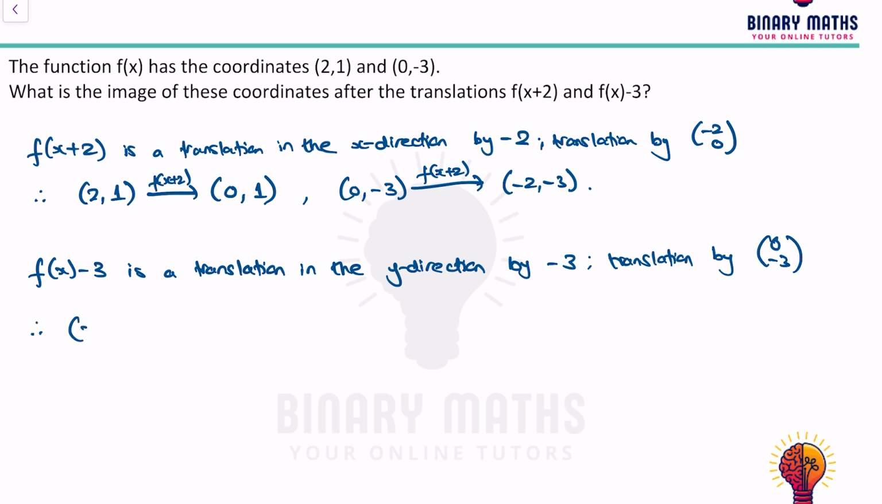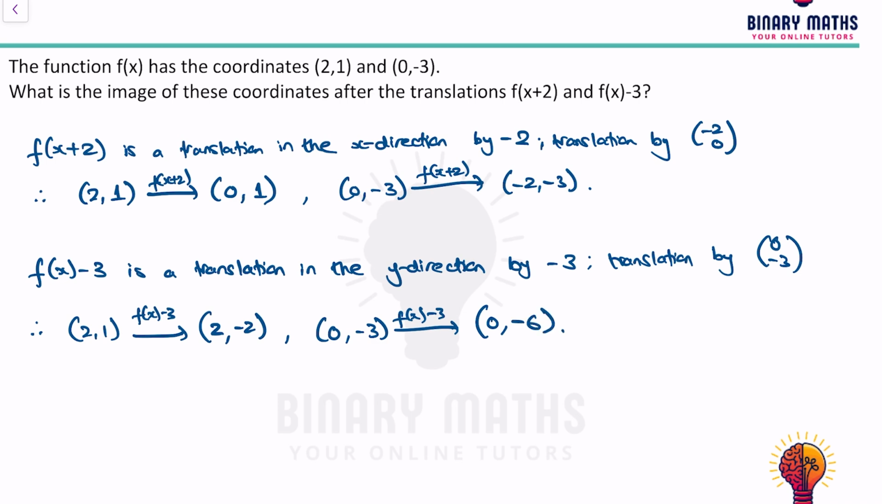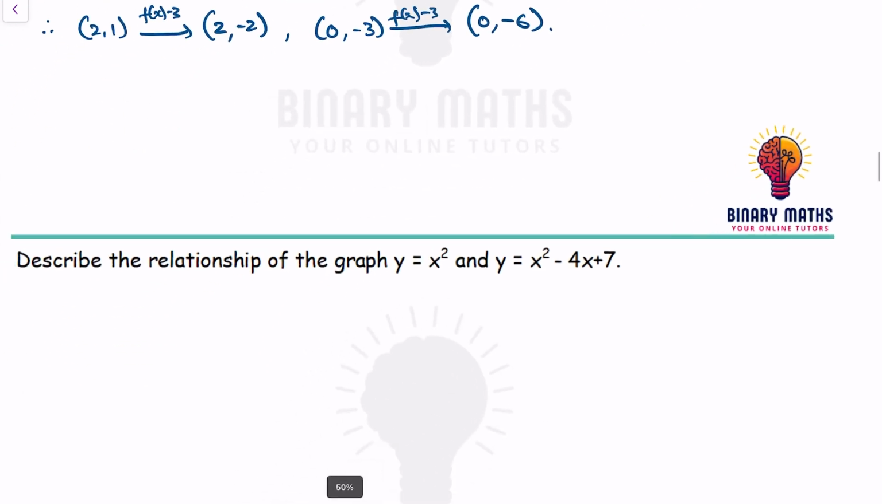So (2, 1) under the transformation f(x) - 3 becomes: x stays the same, the y coordinate 1 take away 3 gives me minus 2. So it's (2, -2). And the other coordinate, which is (0, -3), under the transformation f(x) - 3, the x remains unchanged, and for the negative 3 you have to subtract 3 again, which gives you negative 6.